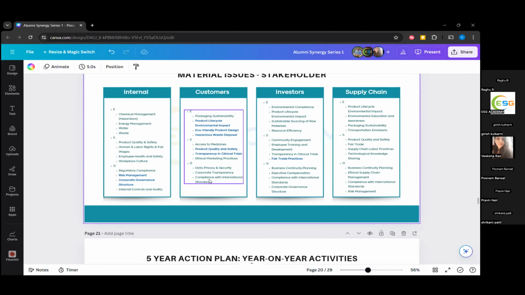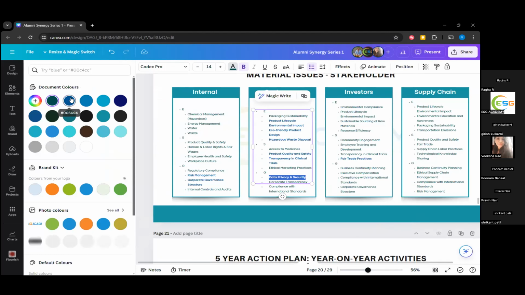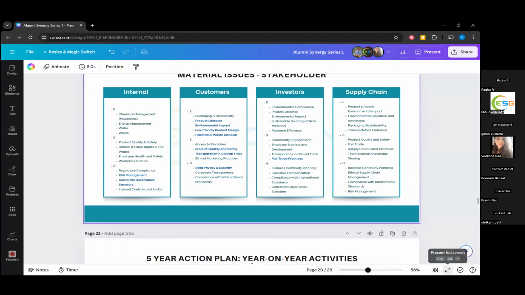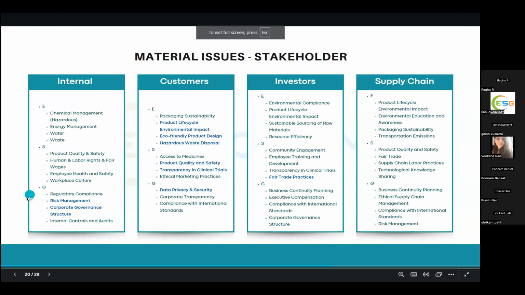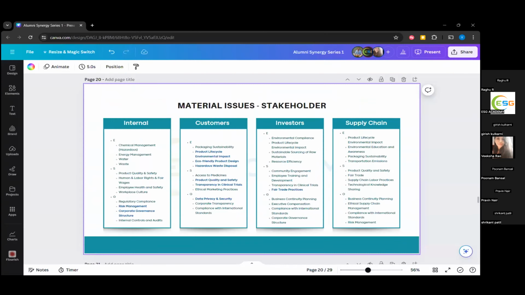And governance: data privacy, risk management, corporate governance structure. Three are the core topics. Got it. These are the highlighted ones, just for everybody's reference. We'll be sharing this document.